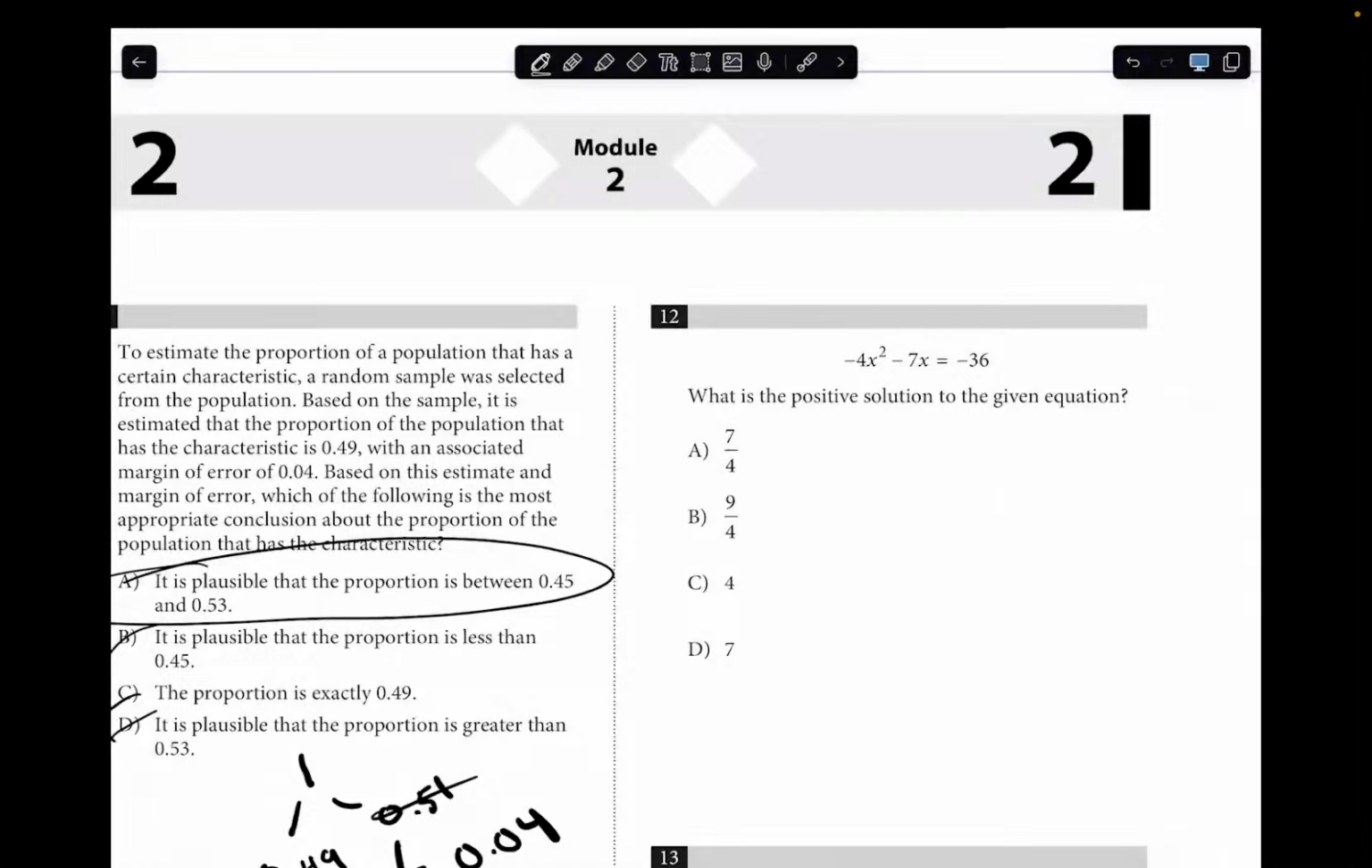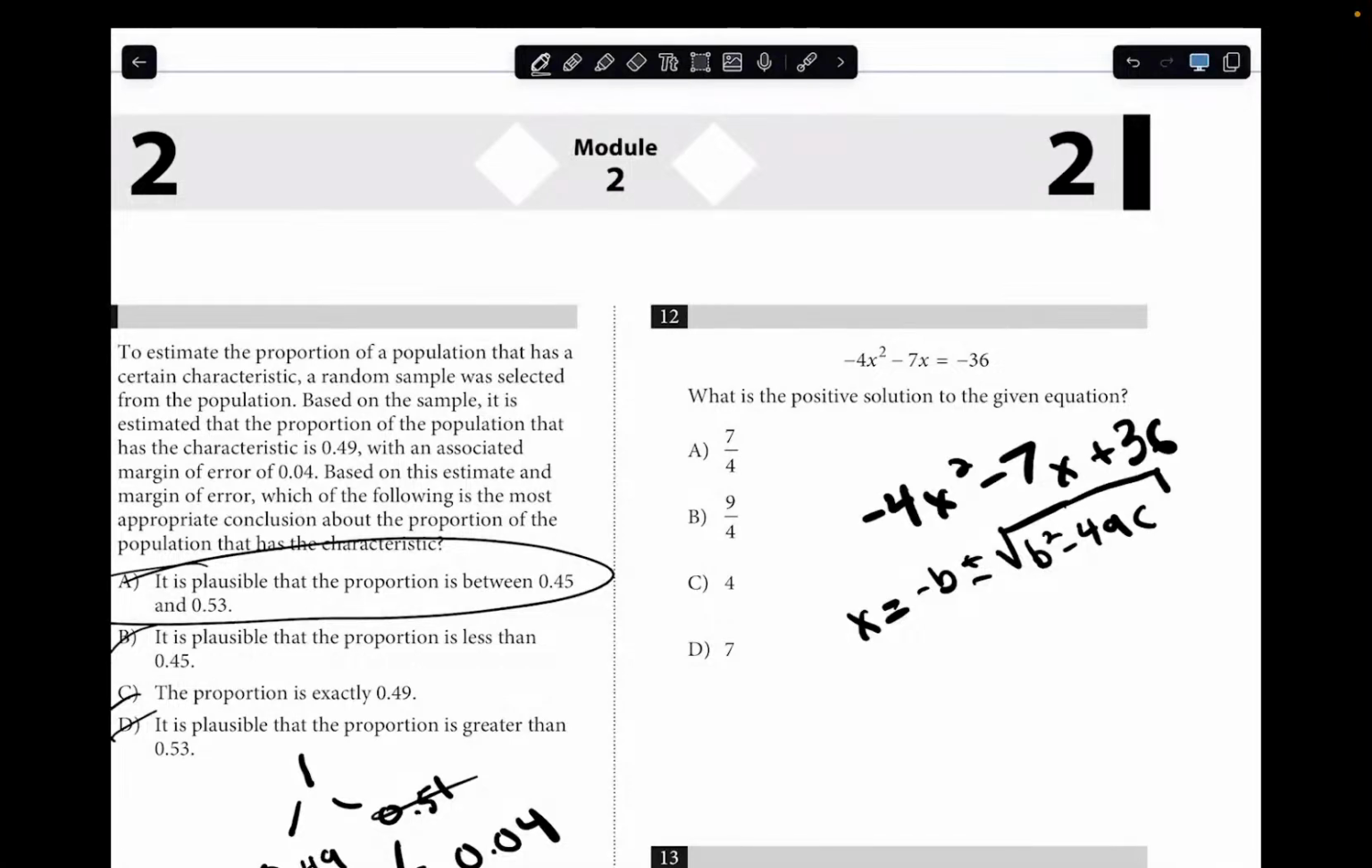What is the positive solution to the given equation? Boy, this kind of looks like Pythagorean theorem, right? I don't know how else you're going to solve that. 9/4? Yeah. Quadratic is right. Do they reference using quadratic?